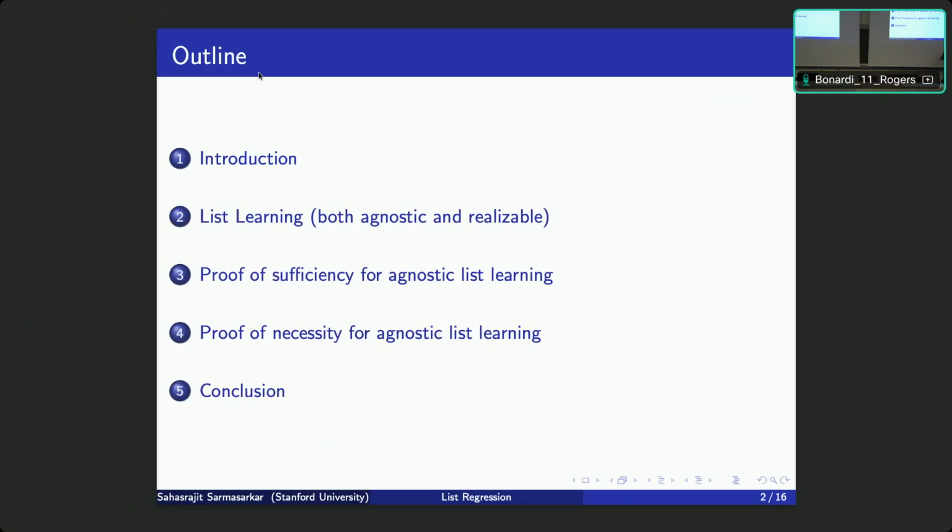So first I'll try to give a brief introduction to PAC regression, which probably is familiar to all of you. Then I'll talk about list learning, and we'll talk about the agnostic and the realizable case. And then we'll move to the proof of sufficiency, which is the construction of the learner. And then we'll talk about the proof of necessity, and we'll conclude with some open questions.